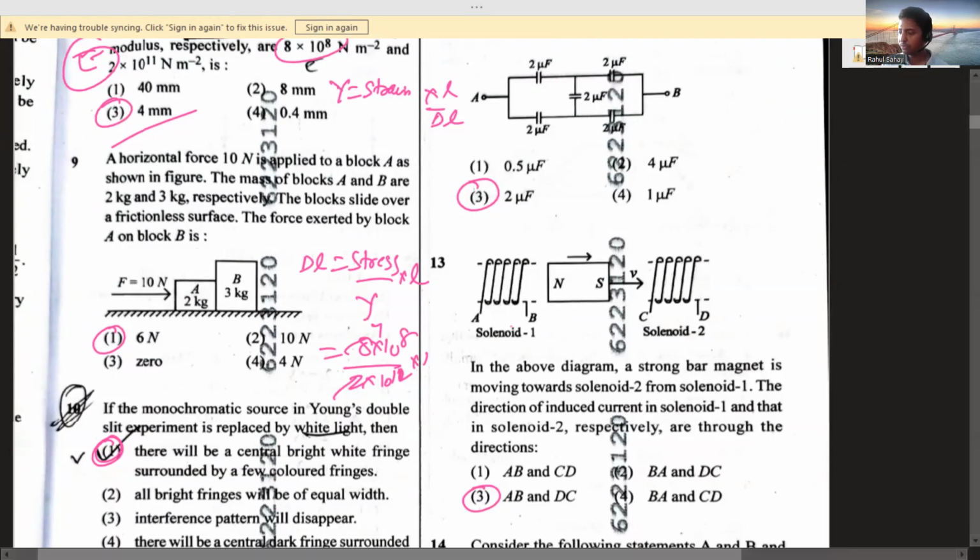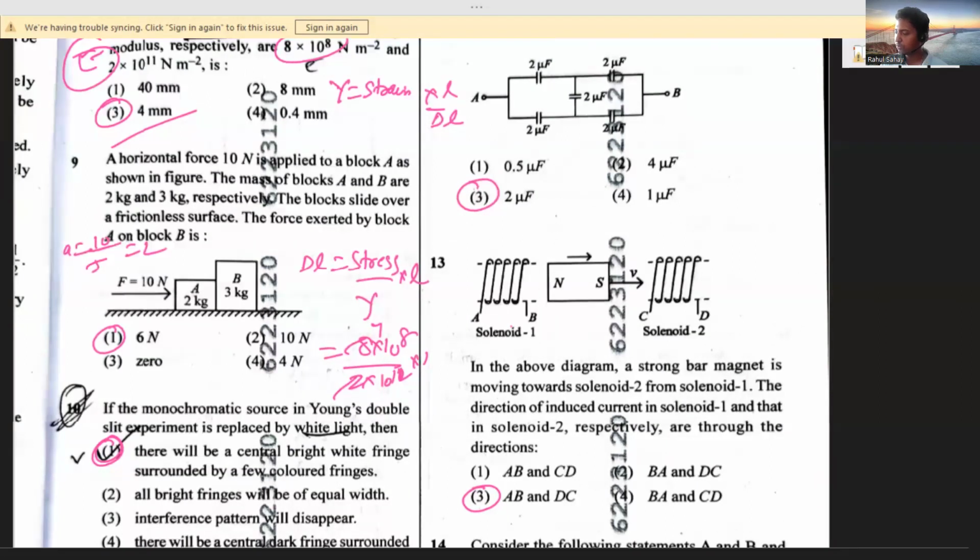Ninth question from mechanics. Very simple. Acceleration of the block is what? A is equal to F by M, 10 by 5, that is 2. Then the normal force on the 3 kg block is 3A, that is 6 Newton, right? Option 1, easy.